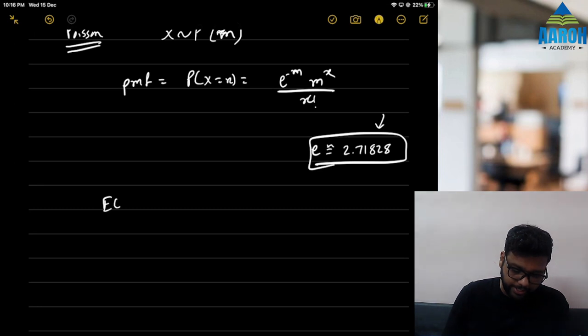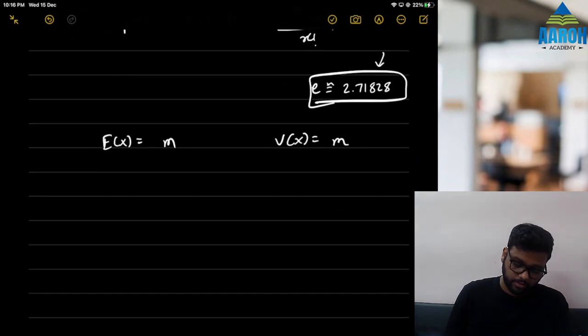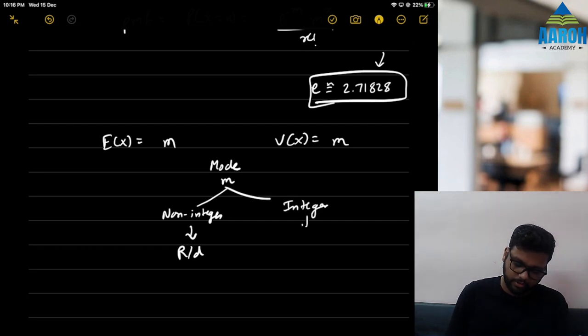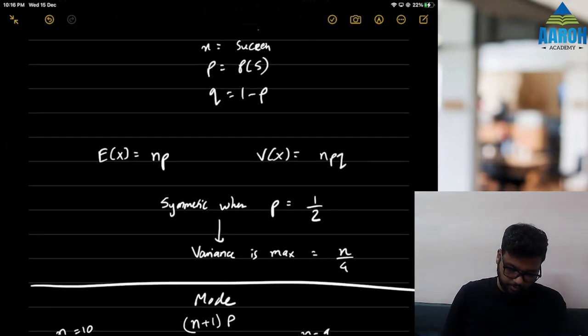What is the expectation? m. What is the variance? m. For mode we just have to check m. If m is non-integer, round down. If m is an integer, then there are two modes: m and m minus 1. Correct. Good. For Poisson distribution, what else did we see?